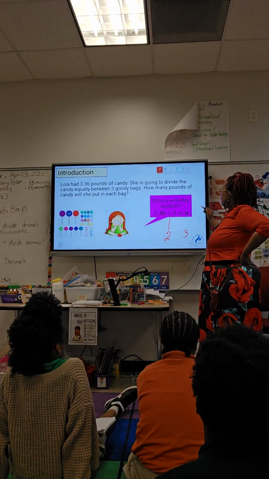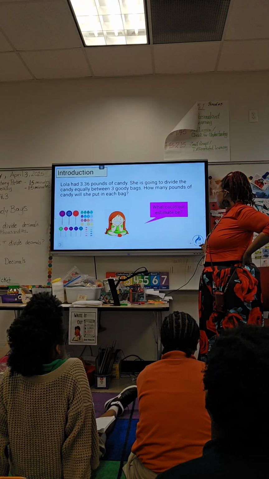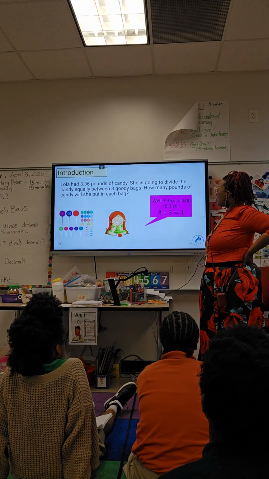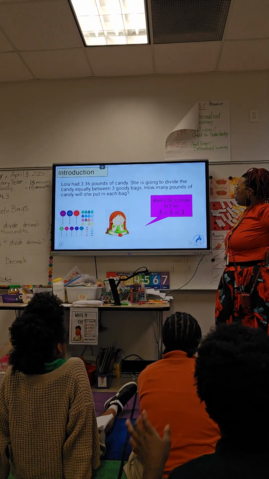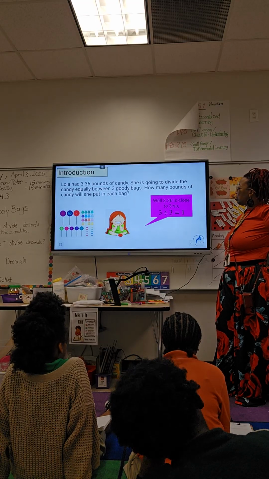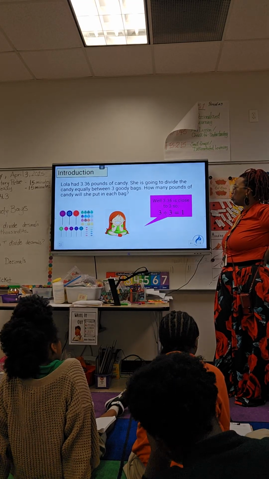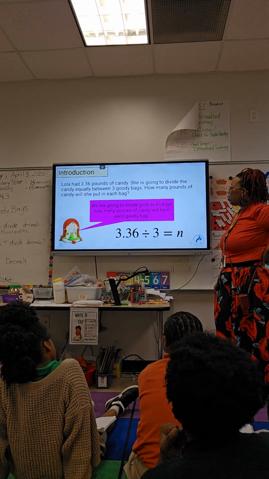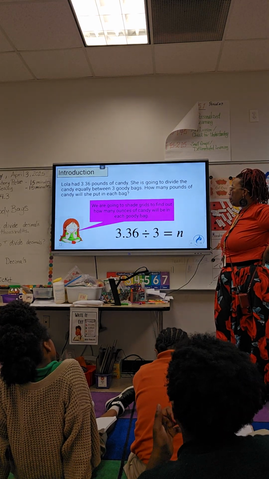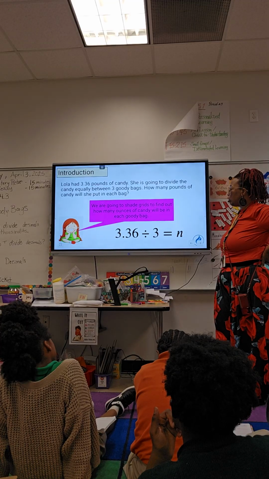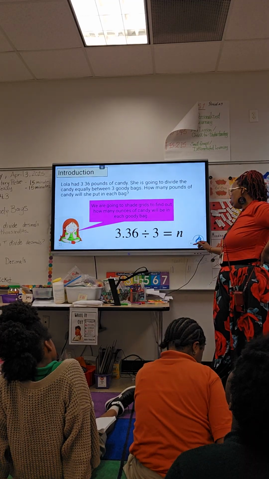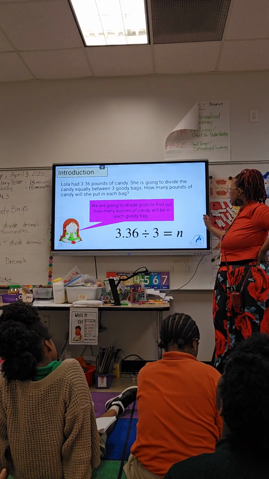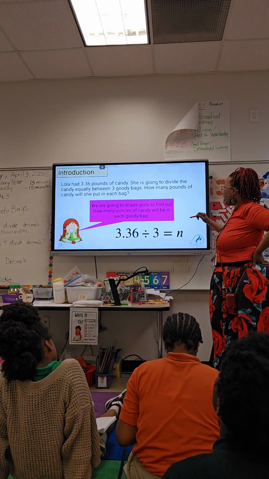All right, let's take a look. Well, 3 and 3/600 is close to 3. So 3 divided by 3 equals 1. Our estimate should be 1. Good answer. We're going to shade grids to find out how many pounds of candy will be in each goodie bag. But before we go on, I want to make sure that you see what I see when I'm dividing.